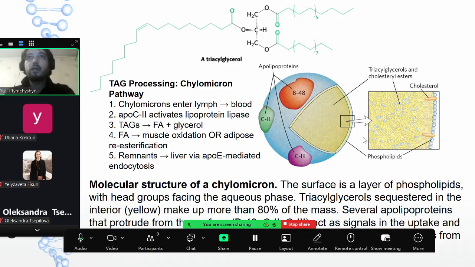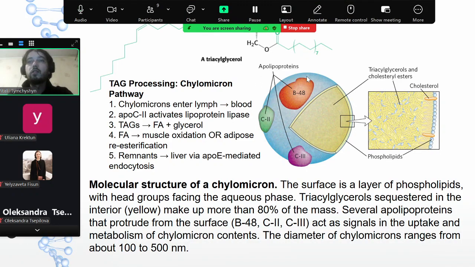Here is the structure of the chylomicron, and here you see a triacylglycerol once again. Here are 3 different fatty acids, so don't think they should all be equivalent. They may be pretty different. And here you see different apolipoproteins like C2, B48, and E, and triacylglycerols and cholesterol esters. They are inside of this thing, and the outside is a membrane formed with phospholipids.